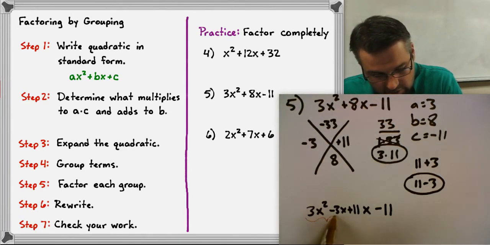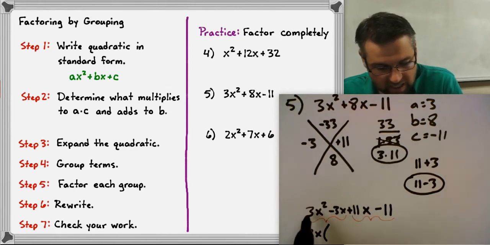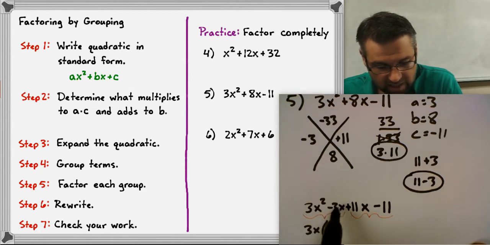So we're going to factor this one, and we're going to factor those ones separately. What's the GCF of 3x squared and 3x? Well, that would be 3x. What's remaining out of 3x squared is just x. And check it, 3x times x is 3x squared. What's remaining out of the negative 3x is just going to be negative 1.